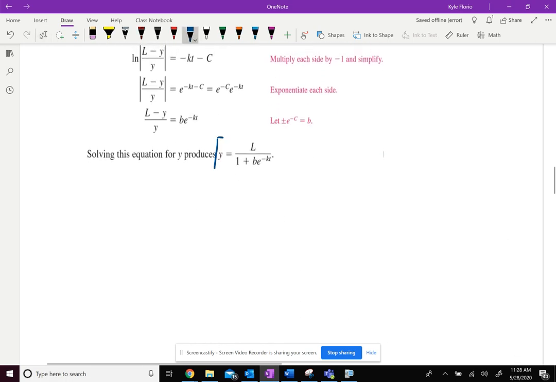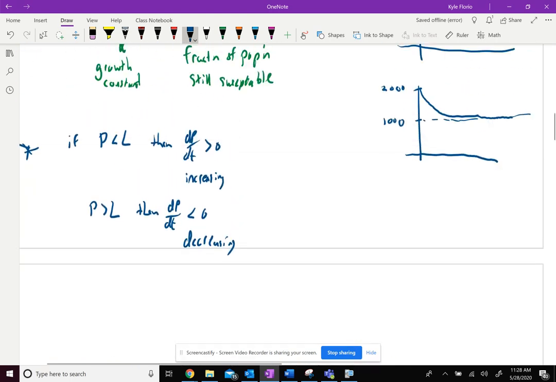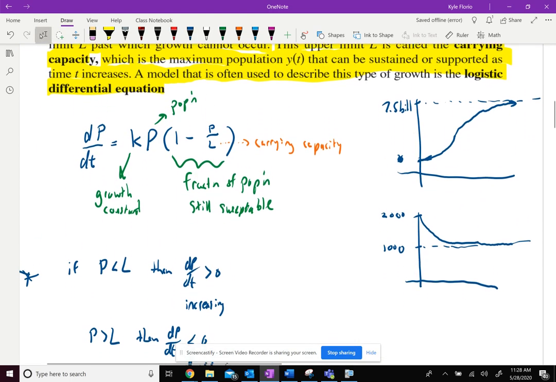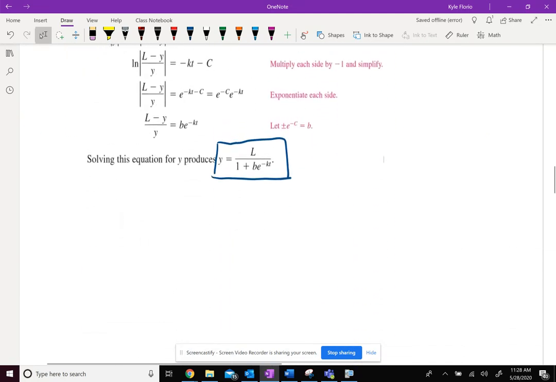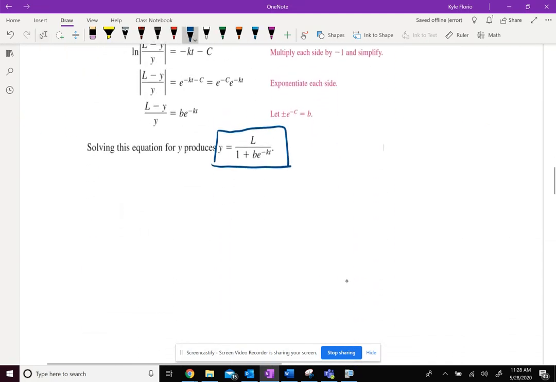This is the equation. This is the logistic equation. Based on this, we can come up with the differential equation that models this logistic growth, this limited growth. When we solve that differential equation, we can get an equation that models the population, and this is what it is. Again, L is the carrying capacity.